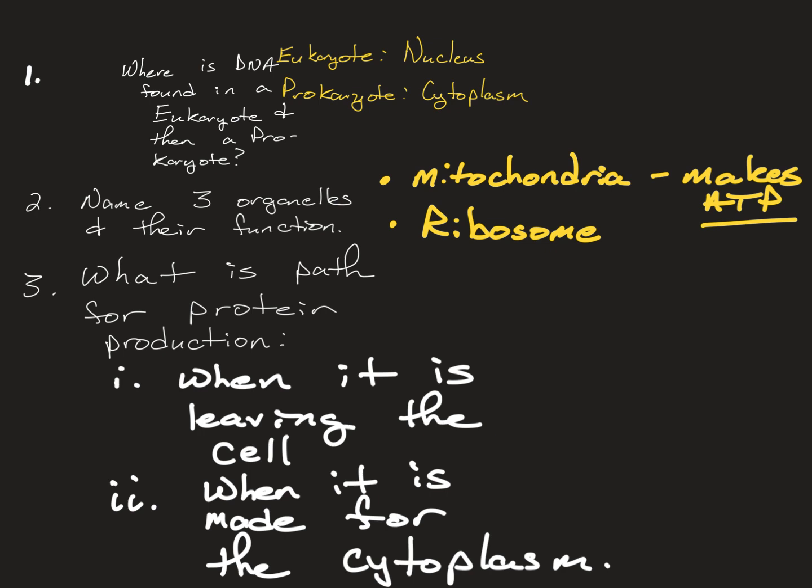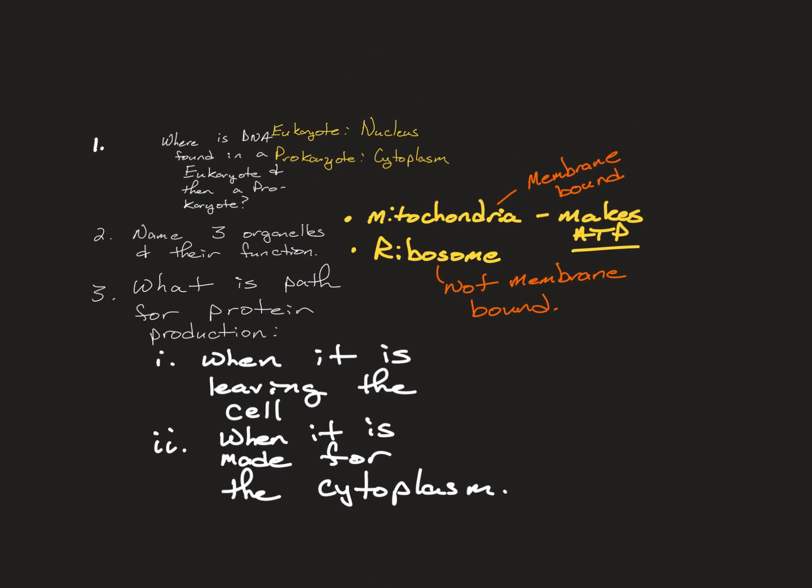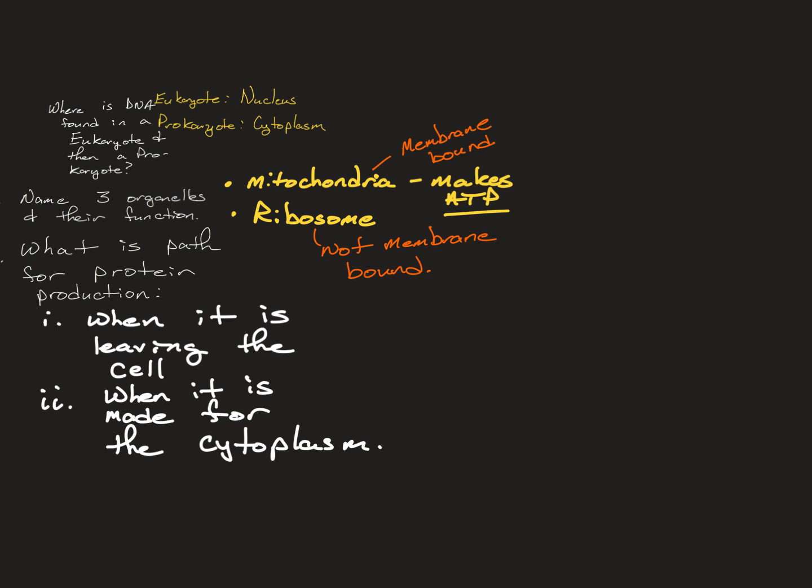So we should make sure we add a little notation here, not asked of you today, but remember this is membrane bound. In other words, there's a membrane around this mitochondria. The ribosome is not membrane bound, which means what? No membrane. No membrane around this ribosome. What's another one? One last example.